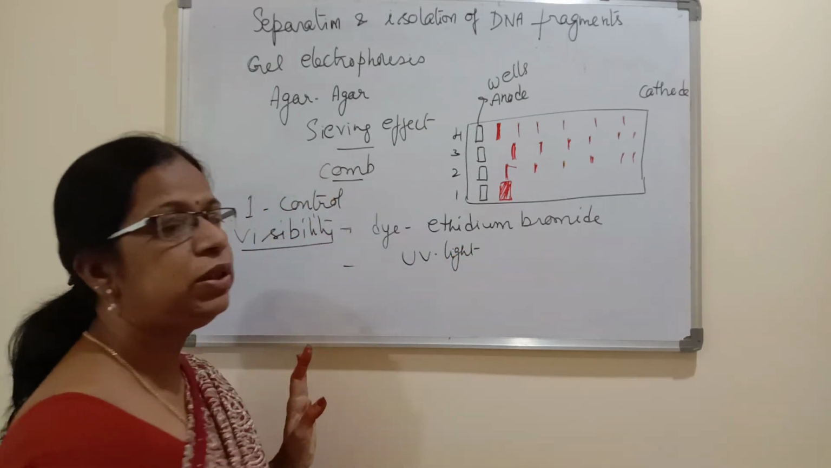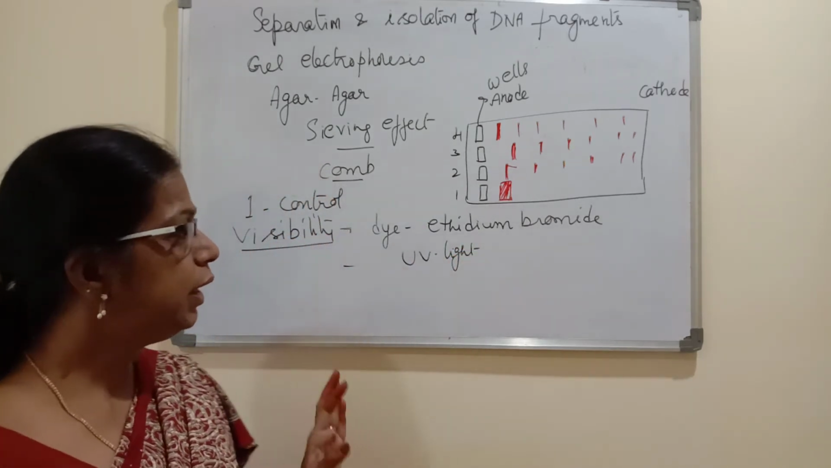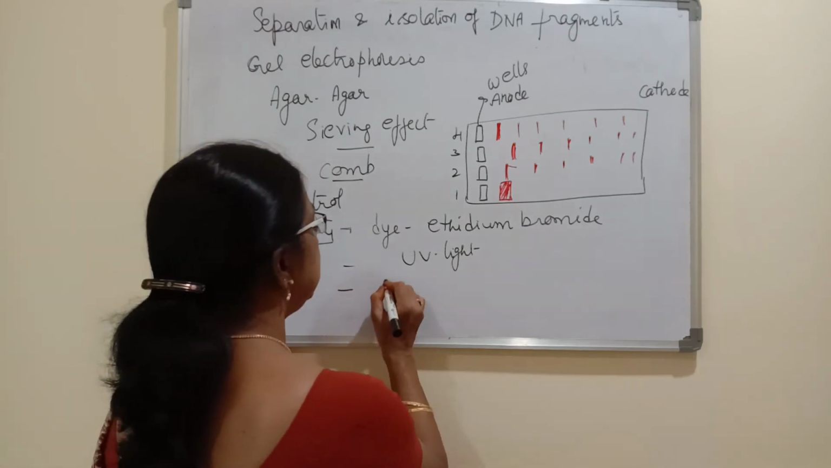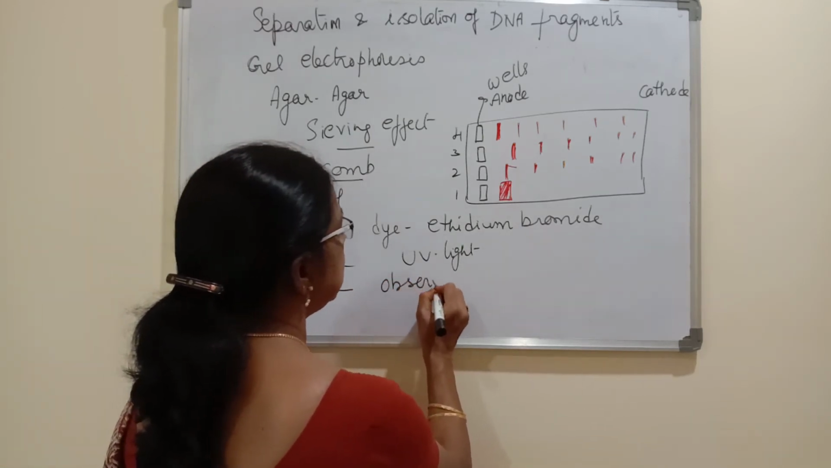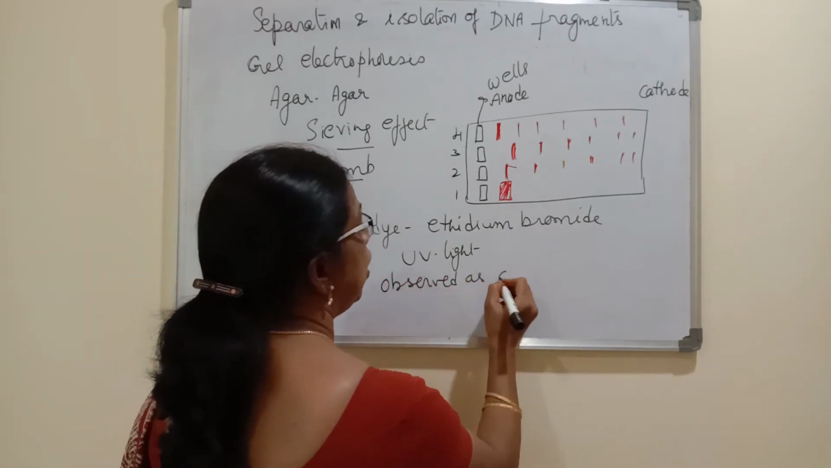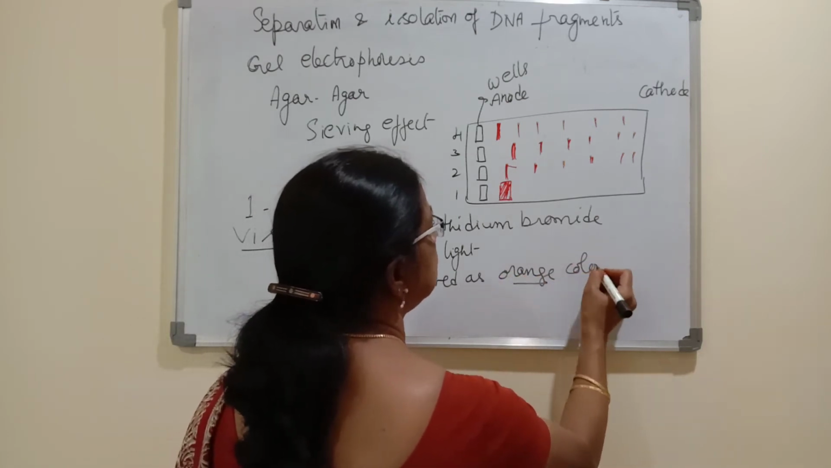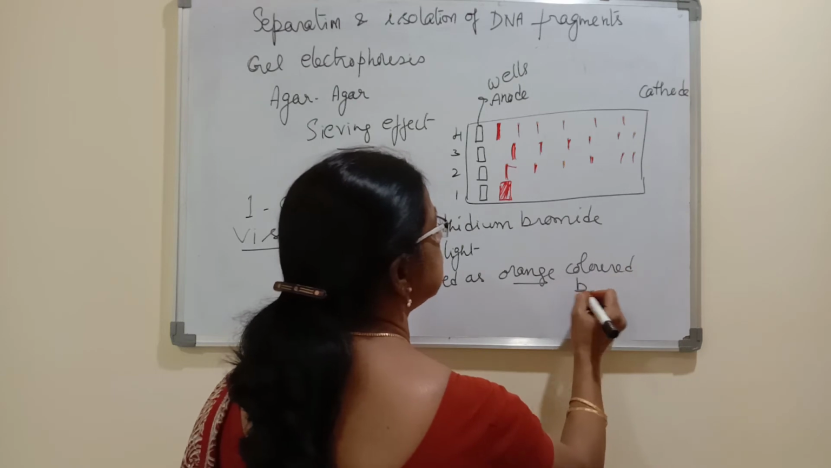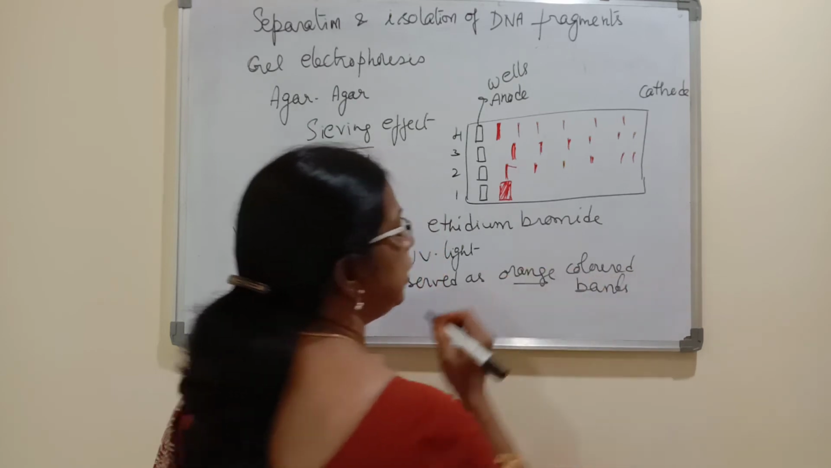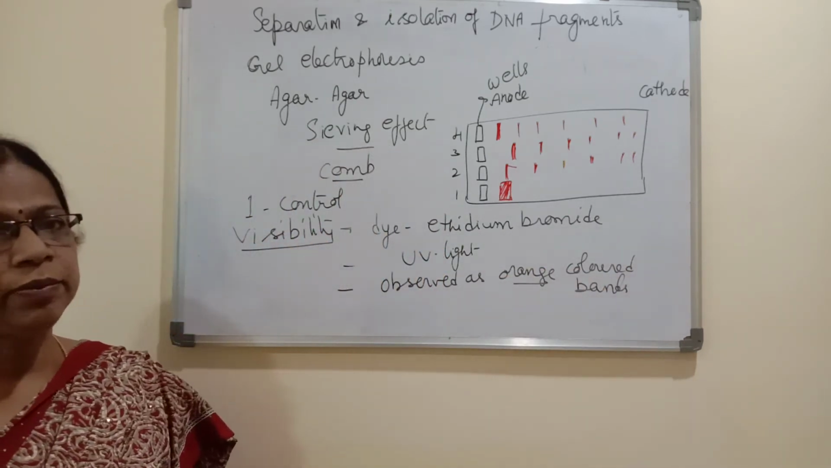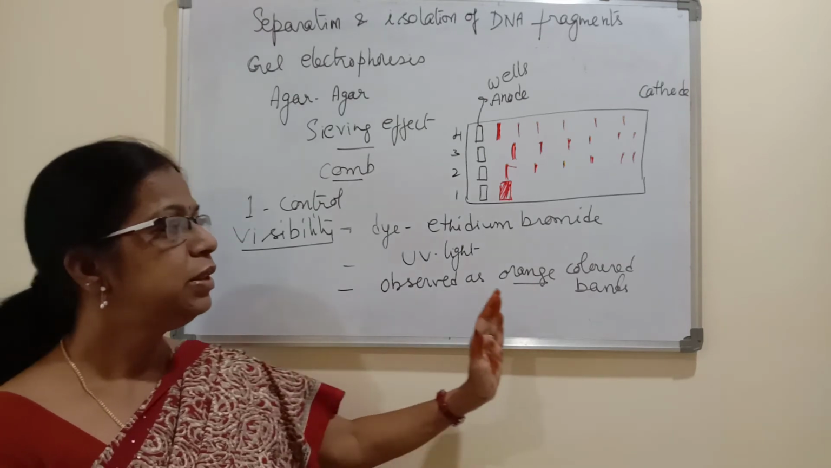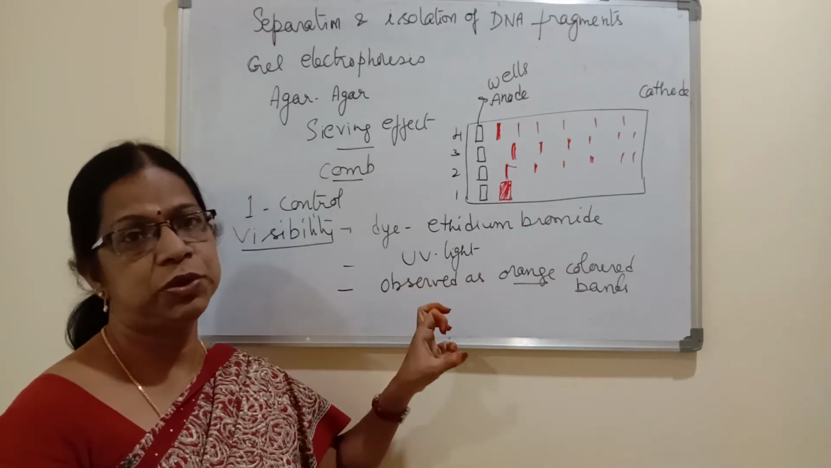When treated with ultraviolet light, the DNA fragments can be observed as orange colored bands. Thus, they can be separated and observed.